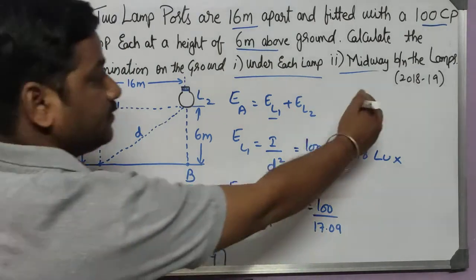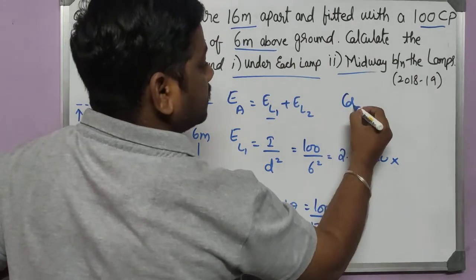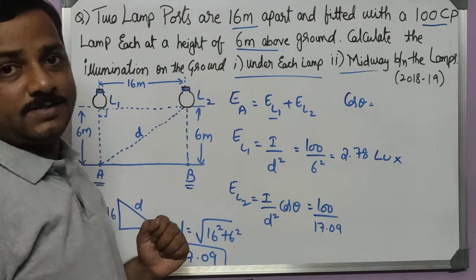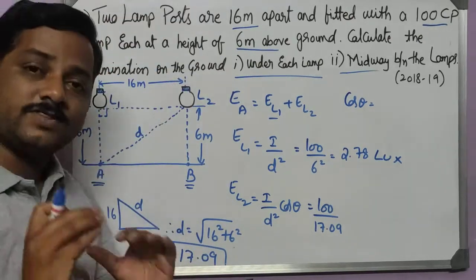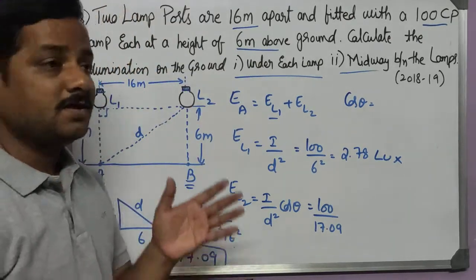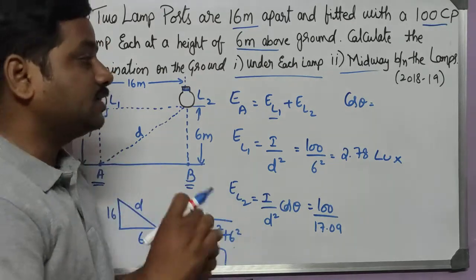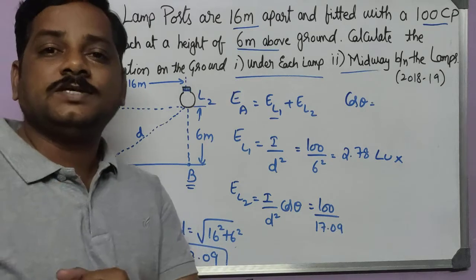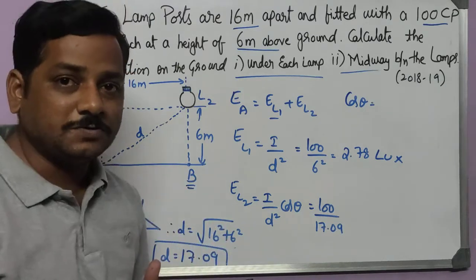So cos theta, let me write it here. So cos theta is nothing but what? It's adjacent by hypotenuse. If you don't know those, there's just a simple logic. Cos theta means curly brown hairs. That's the logic I already told in the previous videos. Some people have curly brown hairs still painted black. That's the logic we are going to use here.